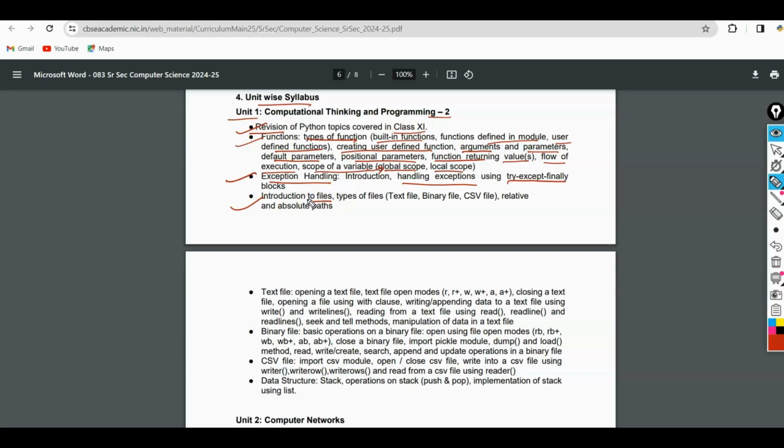Under file handling you are going to learn the types of files, that is text files, binary files and CSV files, and you will be studying the relative and the absolute path also.